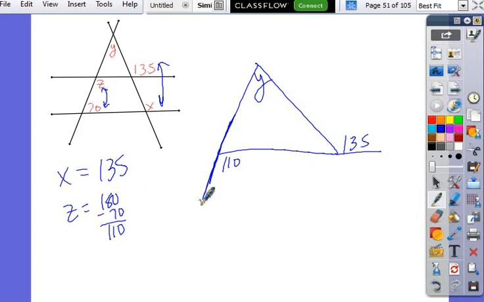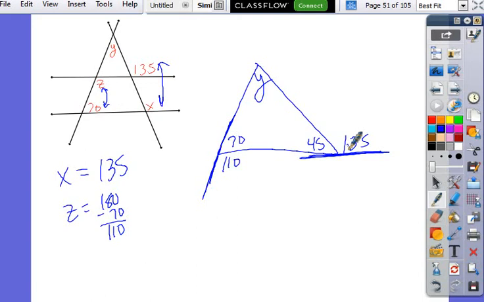Well, if this is 110, that's got to be 70. Here's a line. That's 135, so that's got to be 45. Now I've got a triangle with a 70, a 45, and a Y. Well, how do I figure out the triangle?